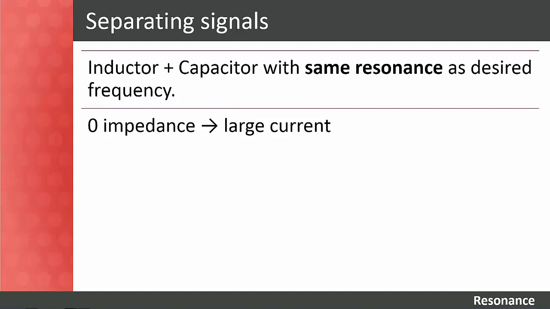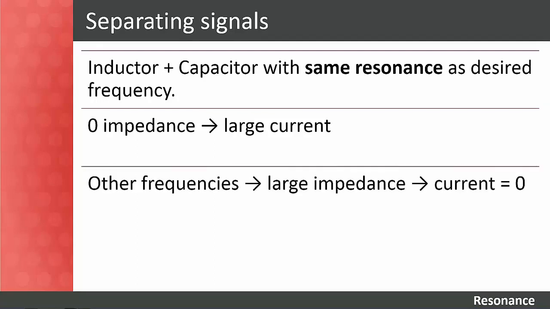Only this frequency will encounter zero impedance and will therefore produce a large current. All other frequencies will encounter large impedances and the currents at these frequencies will be practically zero.